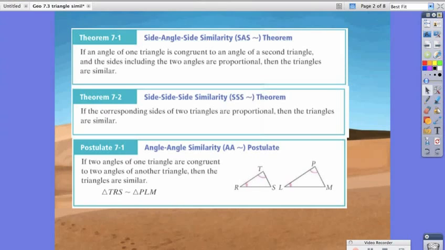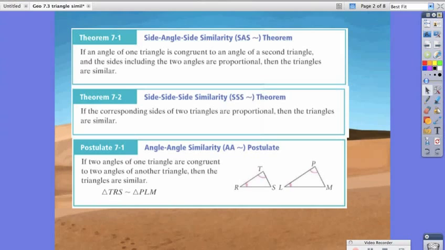Now theorem 7.1 states that we have the side-angle-side similarity theorem. Notice how it's denoted by SAS, then the similar sign, which is the tilde. Now keep in mind the angle is still in between the two sides. This is just proving that things are similar.